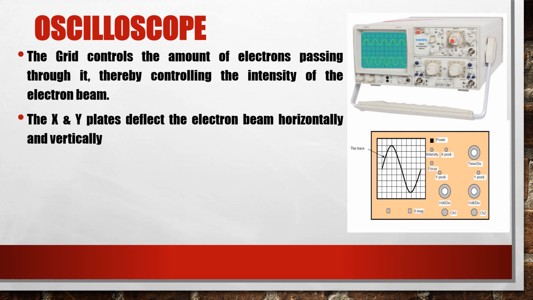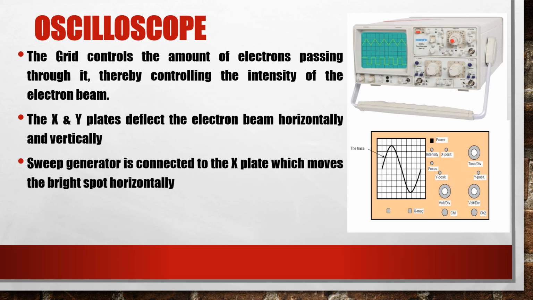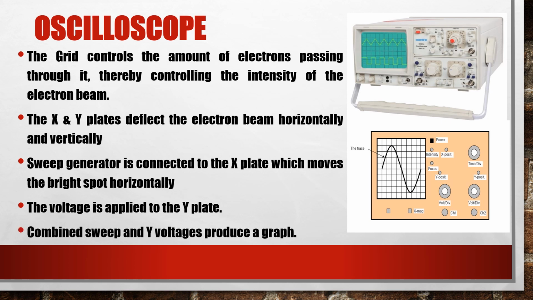A sweep generator is connected to the X plate, which moves the bright spot horizontally across the screen. The voltage to be measured or studied is applied to the Y plate. The combined sweep and Y voltages produce a graph showing the variation of voltage with time.